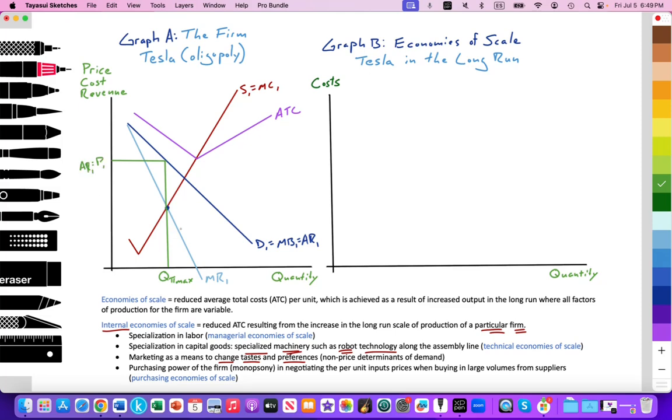It's average revenue. And then we can see a loss generated. Here's the cost per unit at that quantity of quantity profit max. Here's the cost per unit.